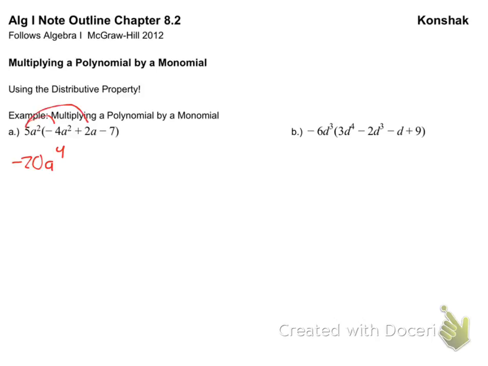Then I do 5a squared times 2a. 5 times 2 is 10, and a squared times a is a cubed. Then 5a squared times negative 7, so negative 35a squared. Are we done? We simplify, aka put it in standard form and gather up like terms. Look at it. It's already got like terms put together, there are no like terms per se, and it already goes from highest to lowest power. Yes. So we are done.